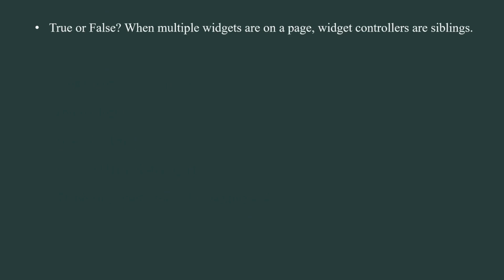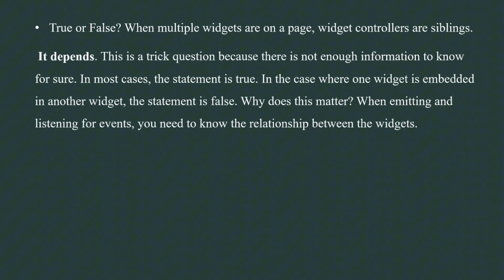Let's say true or false. When multiple widgets are on a page, widget controllers are siblings. It depends. This is a tricky question because there is not enough information to know for sure. In most cases, the statement is true. In the case where one widget is embedded in another widget, the statement is false. Why does this matter? When emitting and listening for events, you need to know the relationship between the widgets.